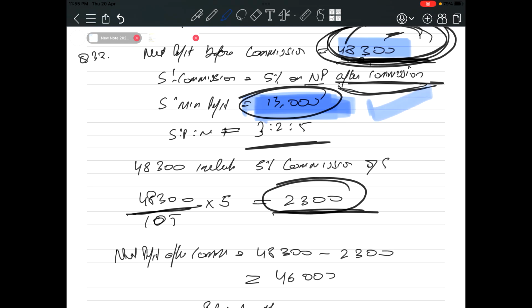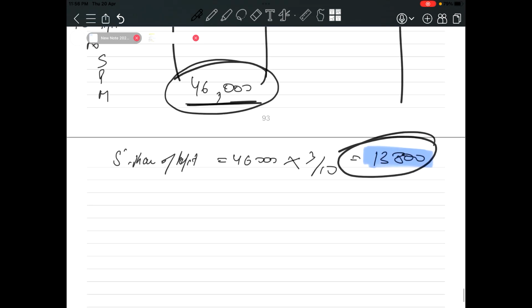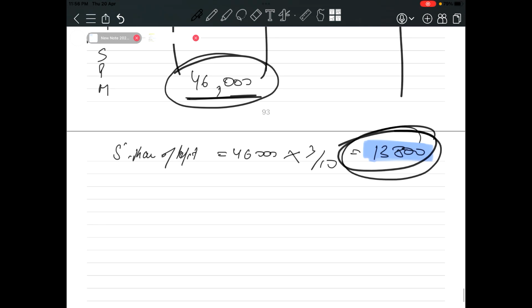This is the minimum amount. Can he get more than this? Yes, he can get more than this. So this is the type of question you will get in the exam. It will trick you. See, the minimum amount is 13,000, but he is already getting 13,800. So will P bear any deficiency? No, no deficiency to be borne by P.